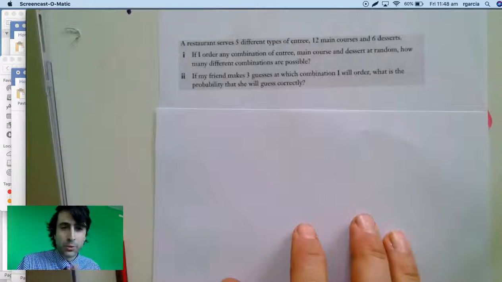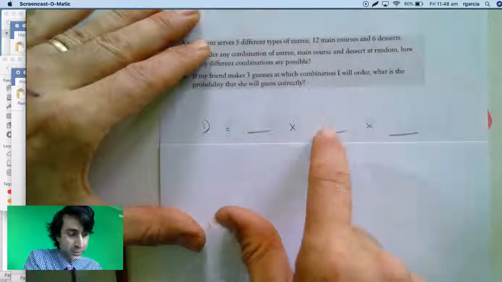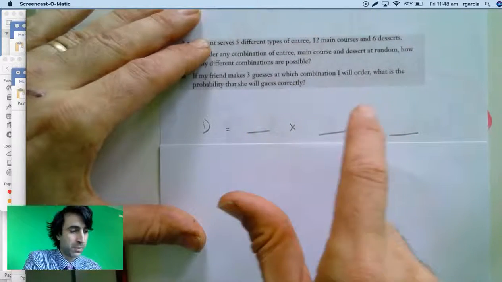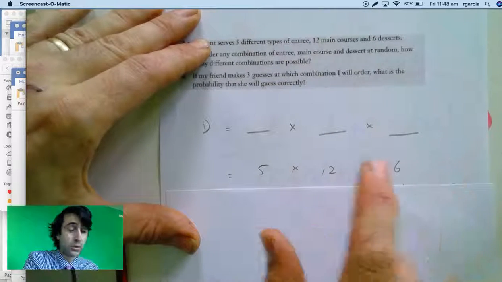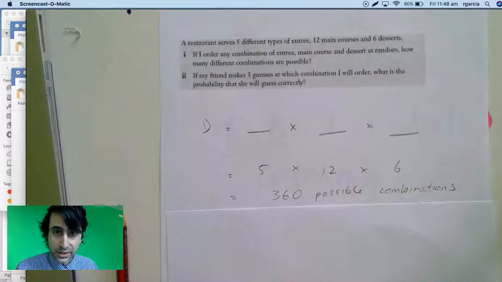Okay, let's have a look. So really, we've only got 3 possible things. We've got entree, main course, and dessert, and all of these multiply together. So how many entrees have we got? How many main courses, how many desserts? We've got 5 times 12 times 6, and therefore there are 360 possible combinations.